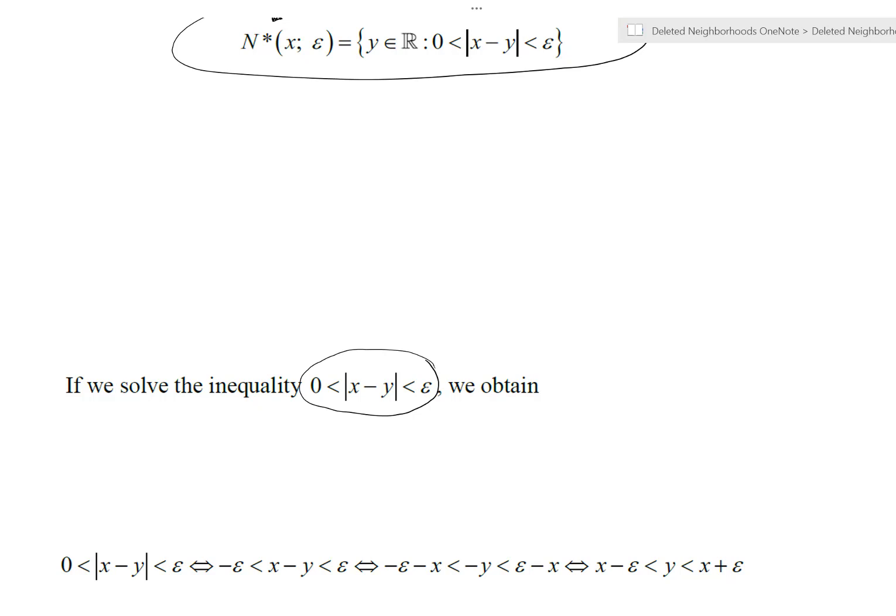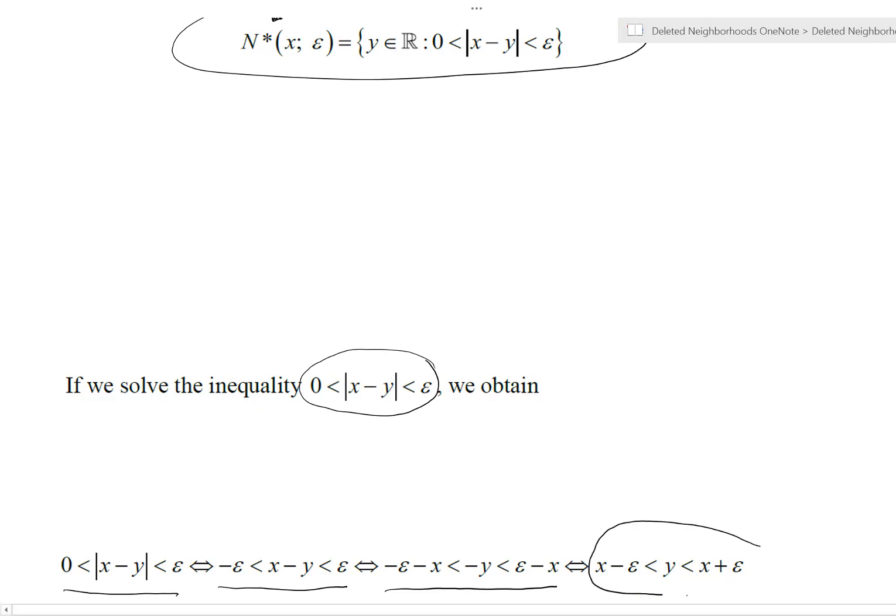So that's what this is showing. All right, we'll start with the inequality. Now, what does that mean? It means the same thing as saying x minus y is less than epsilon, but it's also greater than negative epsilon. Now we're going to isolate our y's since the set consists of all the y values. That means we're going to subtract x on all sides of the inequality to get this: negative epsilon minus x is less than negative y, and that's less than epsilon minus x. And then finally, multiplying through by negative 1 gives that these y values really need to be trapped between x minus epsilon and x plus epsilon.